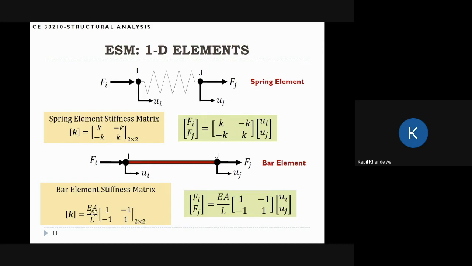In this case, you can think that this bar member is like a spring member, but the K value is actually EA by L. So sometimes EA by L is also known as the stiffness of the bar member, but when we talk about the stiffness matrix, it's a 2x2 stiffness matrix. We can express the member nodal forces Fi and Fj in terms of the nodal displacements Ui and Uj using the stiffness matrix. So the force and displacements are related by the element stiffness matrix.